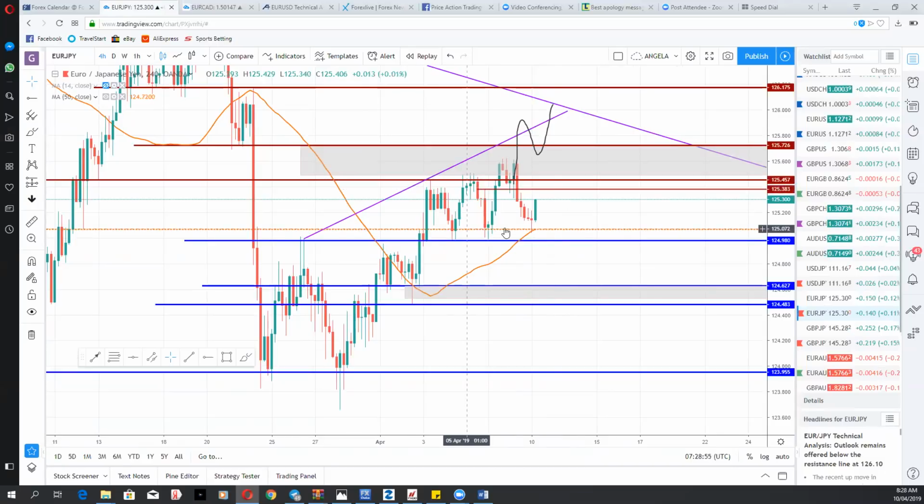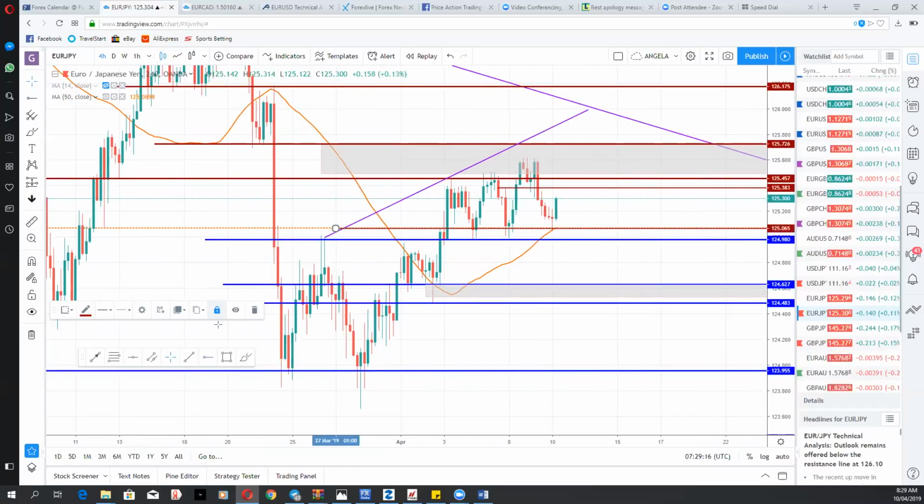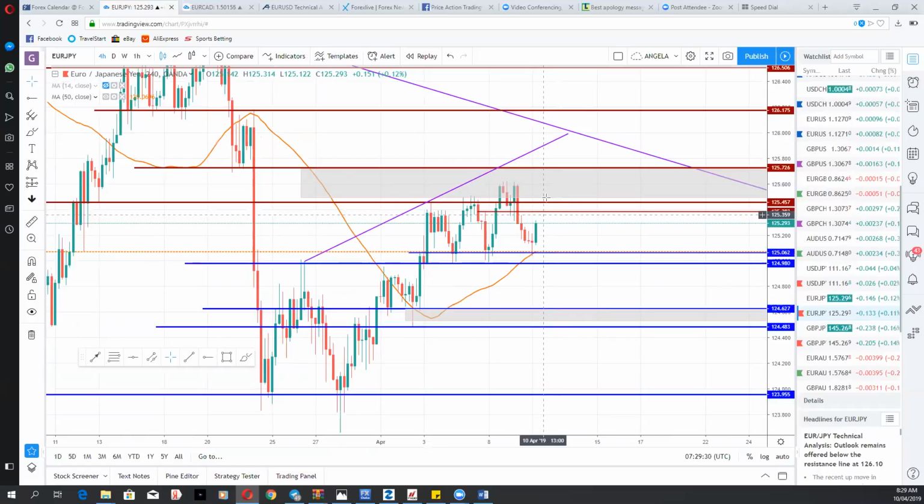As you can see, it found support in this area. So you'll be waiting for price action at this upper area. Price action at this upper area will give you an idea of what to expect. It found support here. Let me mark this area out. Found support in this location, found support here, found support here. So this place gives me support.